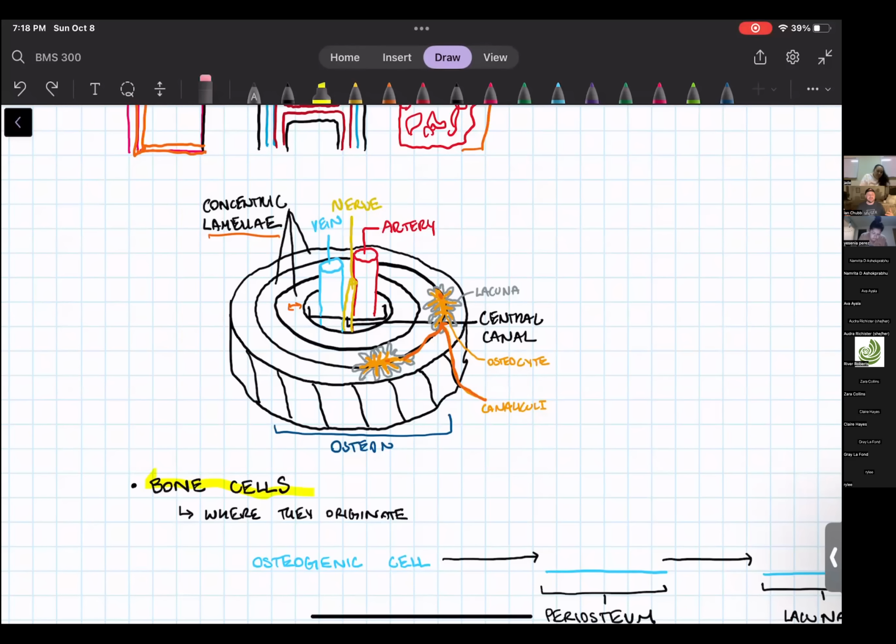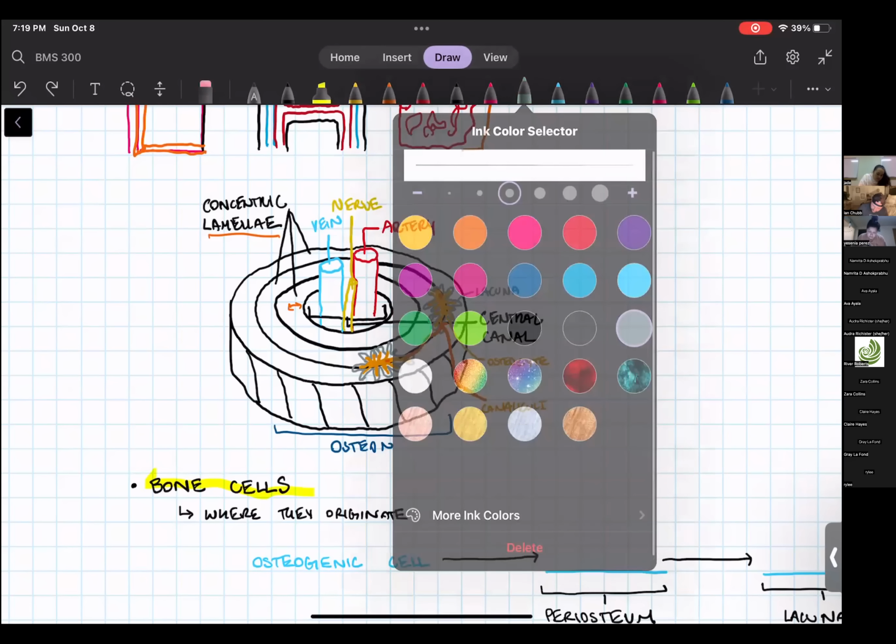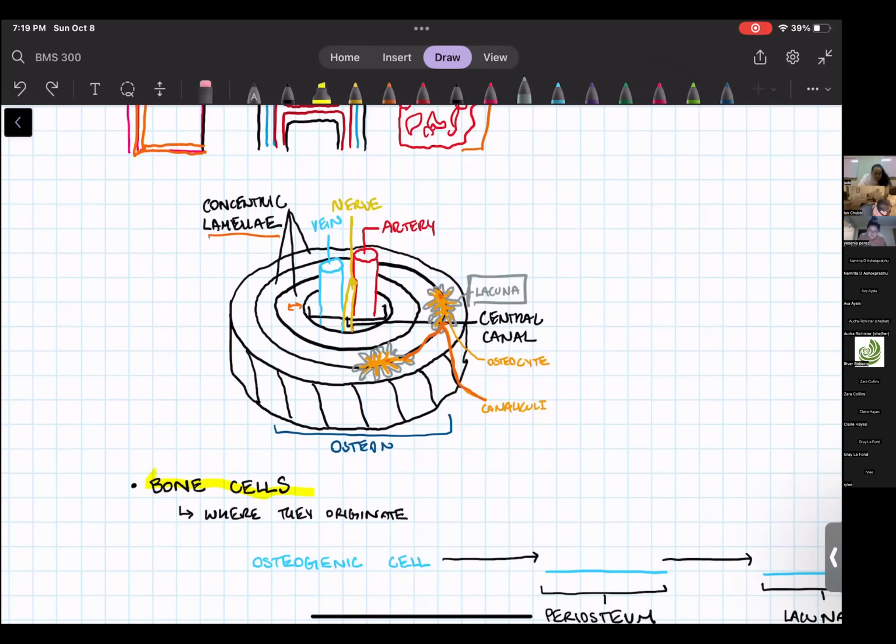I can never say this word. Lamellae. Anyway, they build them outwards. So these are growing, causing these rings. And within these rings, we end up with what we call lacunae. So this here. And lacunae are essentially a space. I'll just say space. And it's a space that houses osteocytes.